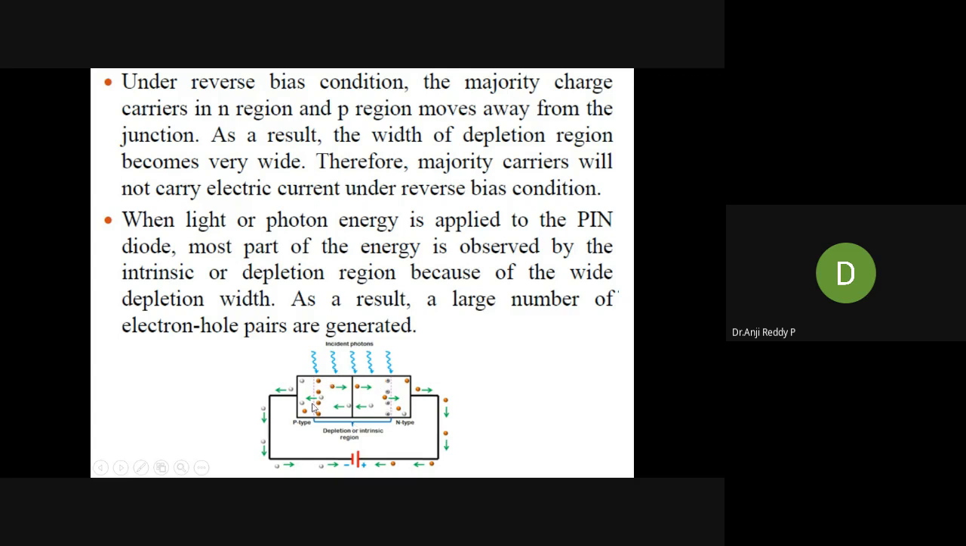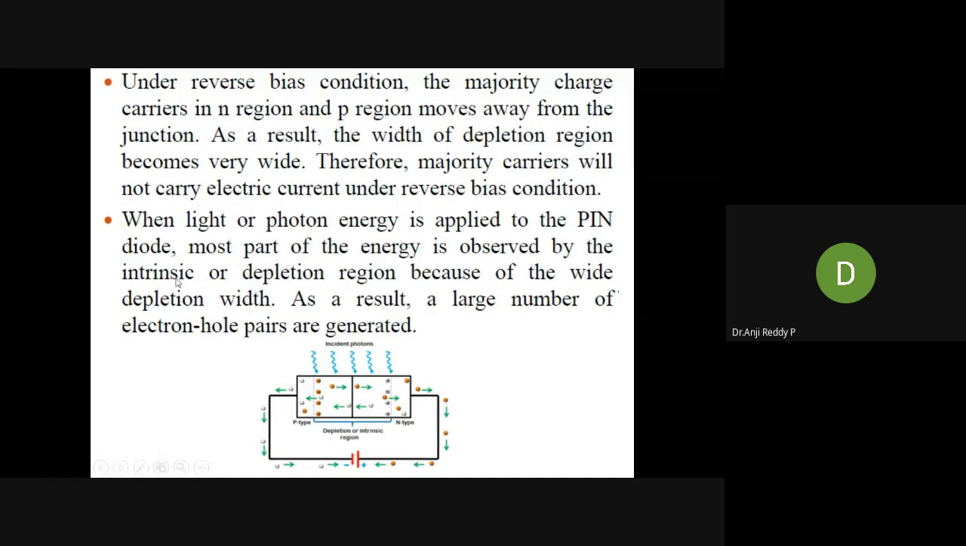Now the width of the depletion region is very wide. Therefore, majority carriers will not carry electric current under reverse bias condition. Same point here also: in reverse bias condition, majority carriers from P type and N type do not carry any electric current. Now we introduce the light.